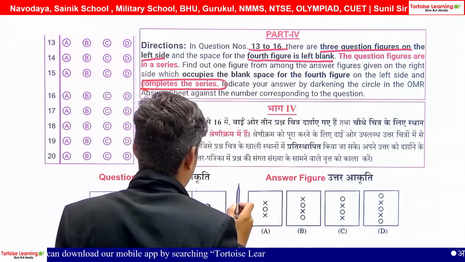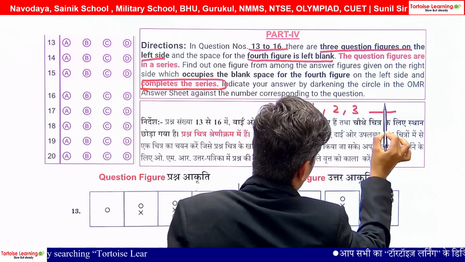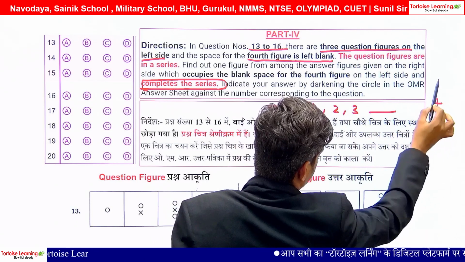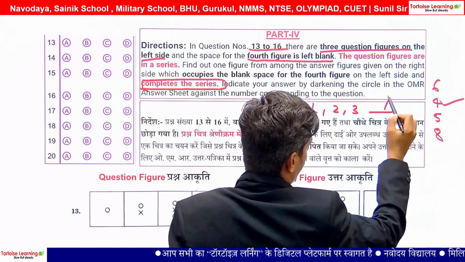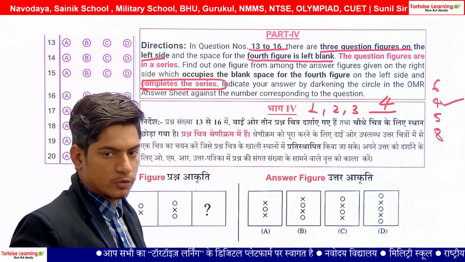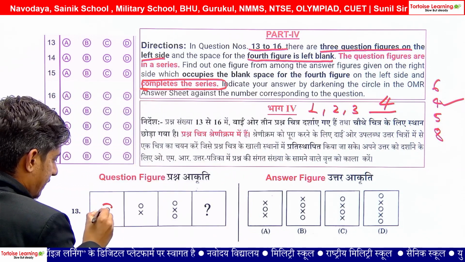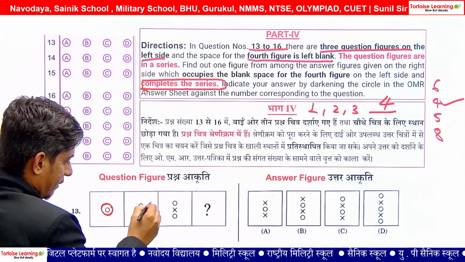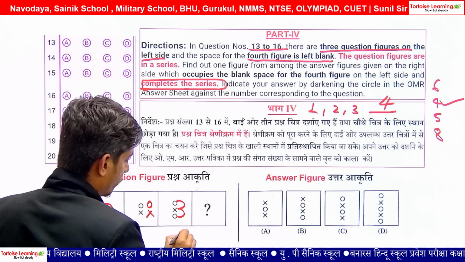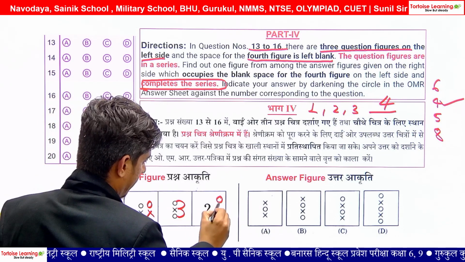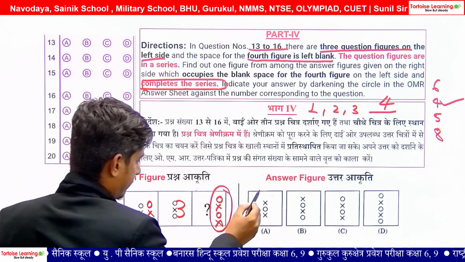Complete series means, suppose I give you an example: 1, 2, 3, what will be the next? I give you options 4, 6, 5, 8. 1, 2, 3, your answer will be 4. Okay, like this. So you have to also find a similar series. If you look at this, one circle is given, and in the second, one circle and one cross. Next, circle, cross, circle. According to me, the next in the series should be circle, cross, circle, cross. Okay, so this will be wrong.